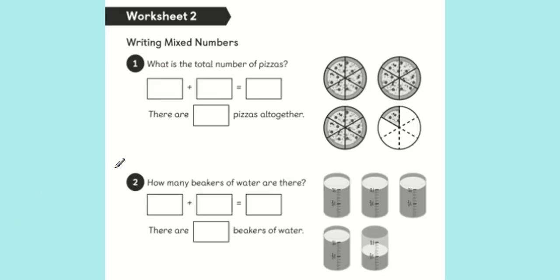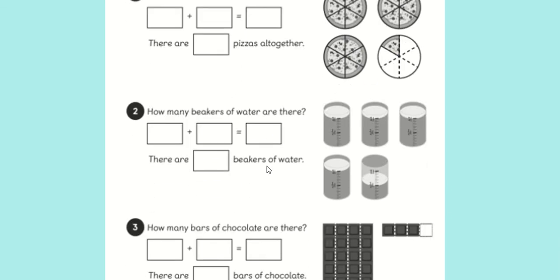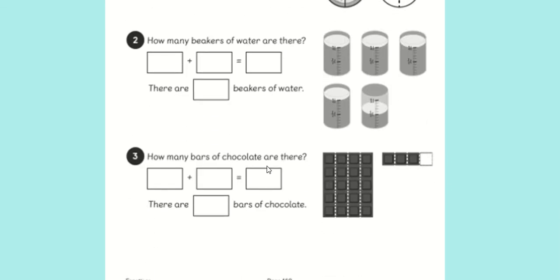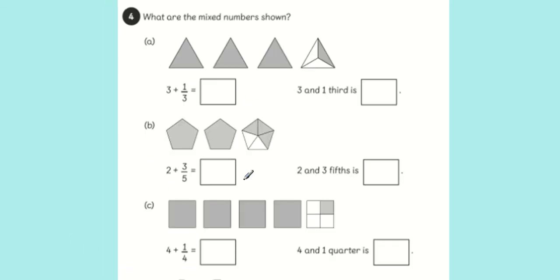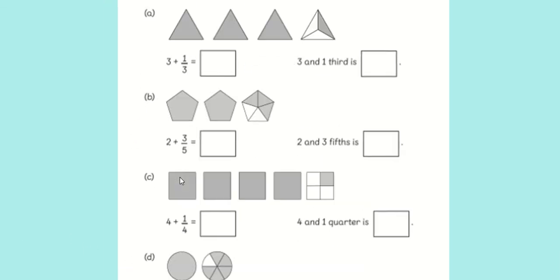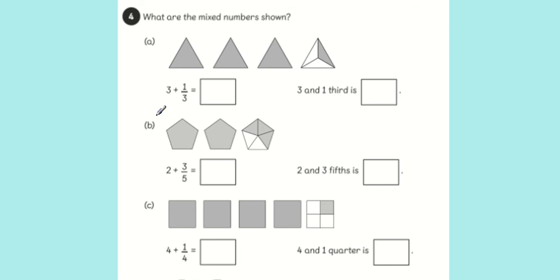Let's go to our worksheet then. Okay, so your task now is to work on this worksheet. We're doing the same thing. What's the total number of pizzas? So we've got 1, 2, 3 pizzas, and then what's our fraction? Same with the water. I think it's probably asking how much water's in the beakers, because we can see that there are 5 actual beakers. It's asking how many are full with water. How many parts of the bar of chocolate? And then what do these mixed numbers show? So you are using this to write your mixed numbers. Okay, so pause the video and come back to see the answers.